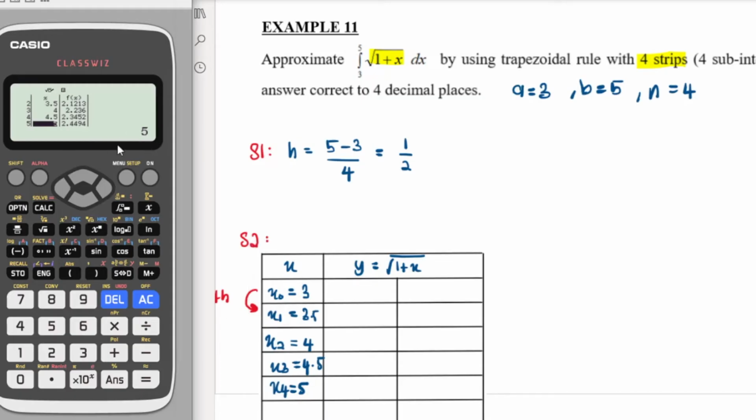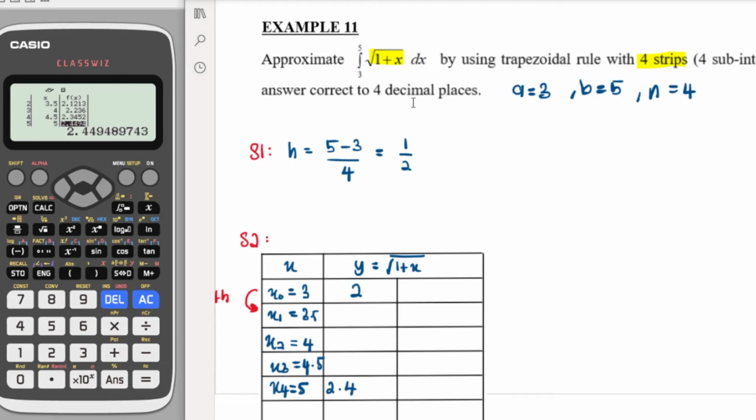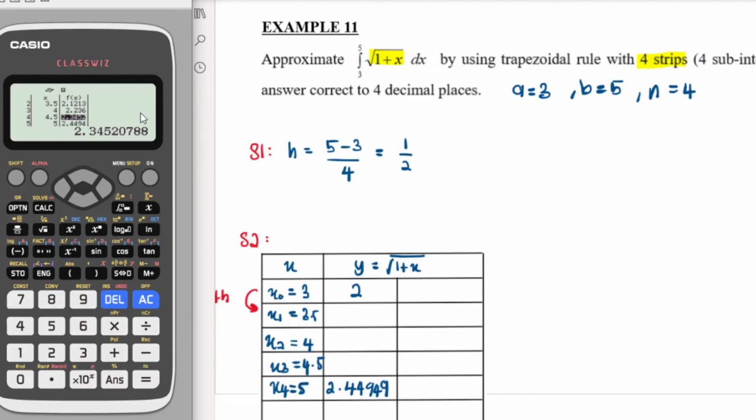So now for the value of y, the first one, we have y equals 2. Make sure for this column, you have to fill in the first one and the last one. So for this one, we have to fill in x0 and x4. The first one is 2. And the last one, the value is 2.4494. The question asks correct to 4 decimal places. Make sure your answer has 1 extra decimal place. So we will have 2.44948, so we will have 9 here, 2.44949.